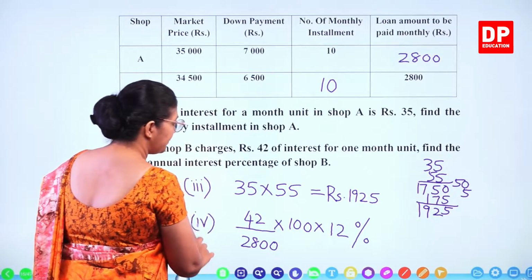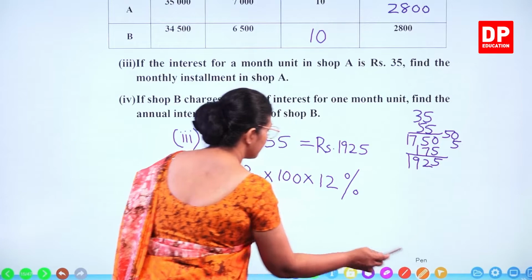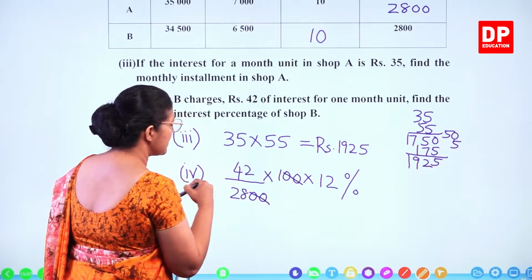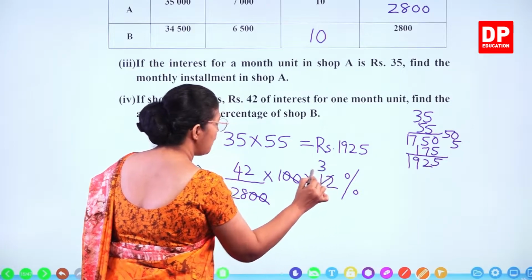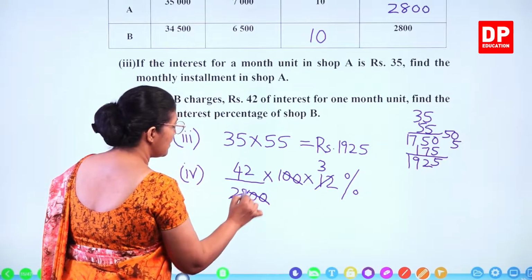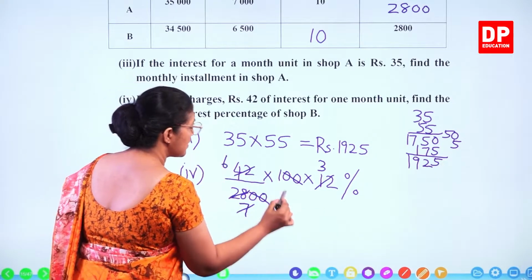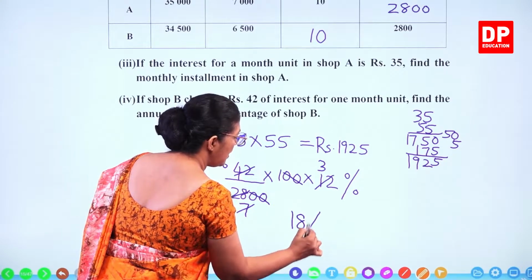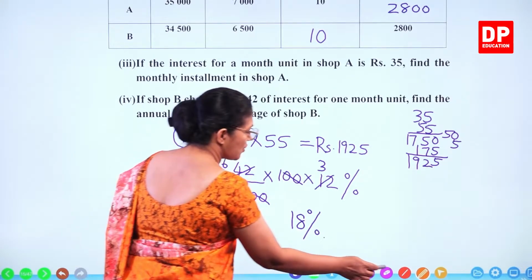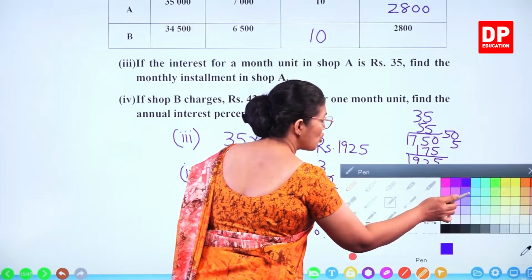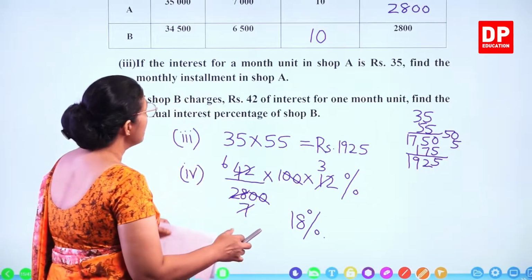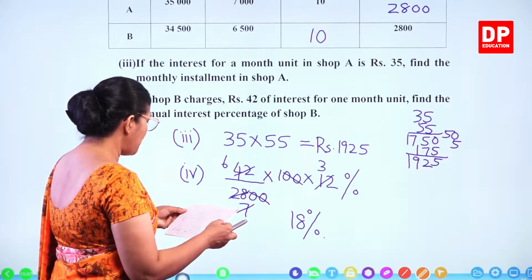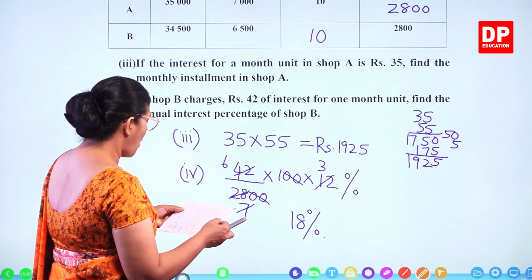So multiply by 12. So what is the value? 2 zeros get cancelled out. 4 times 3, 4 times 7. 7 times 6. So 6 times 3, 18% is the interest. This is for shop B. So let's give marks for these 2 steps.